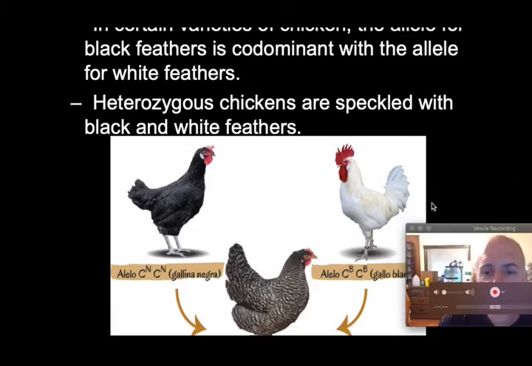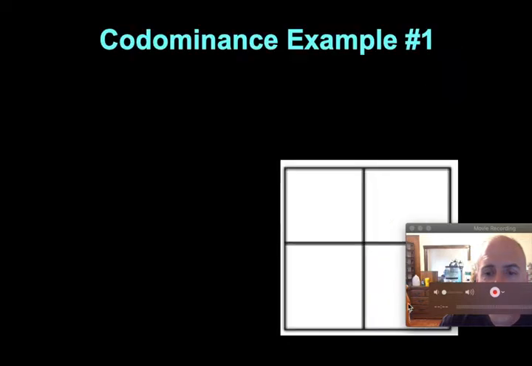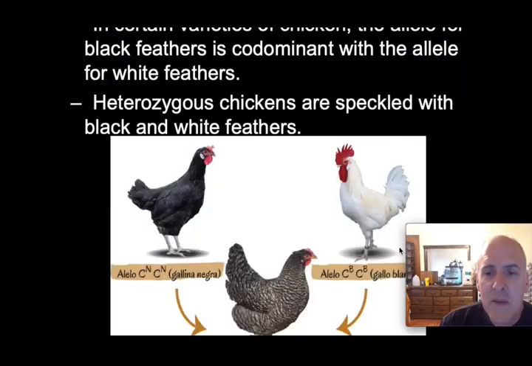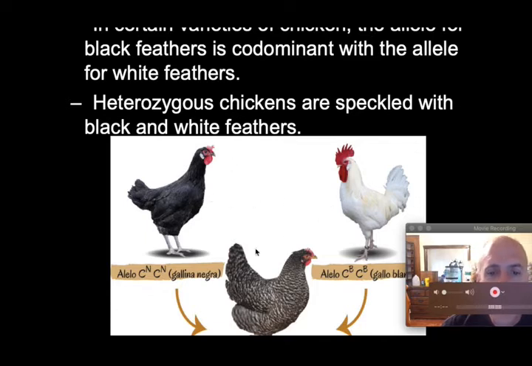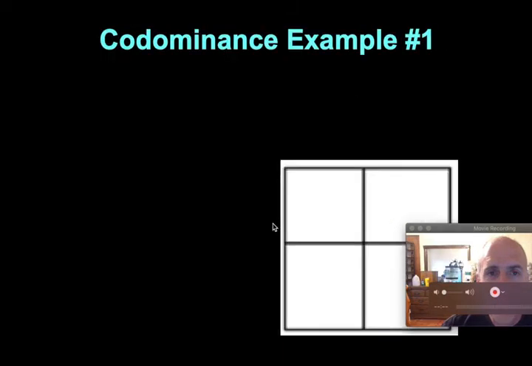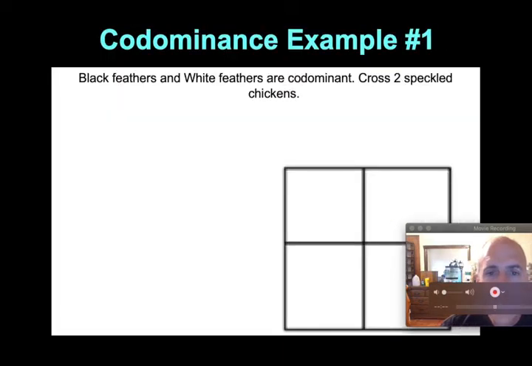So let's talk about chickens. In certain varieties of chickens, the allele for black feathers is codominant with the allele for white feathers. So you have a black one, a white one, but if they breed, you get speckled ones, both black and white feathers. So let's see, black feathers and white feathers are codominant.